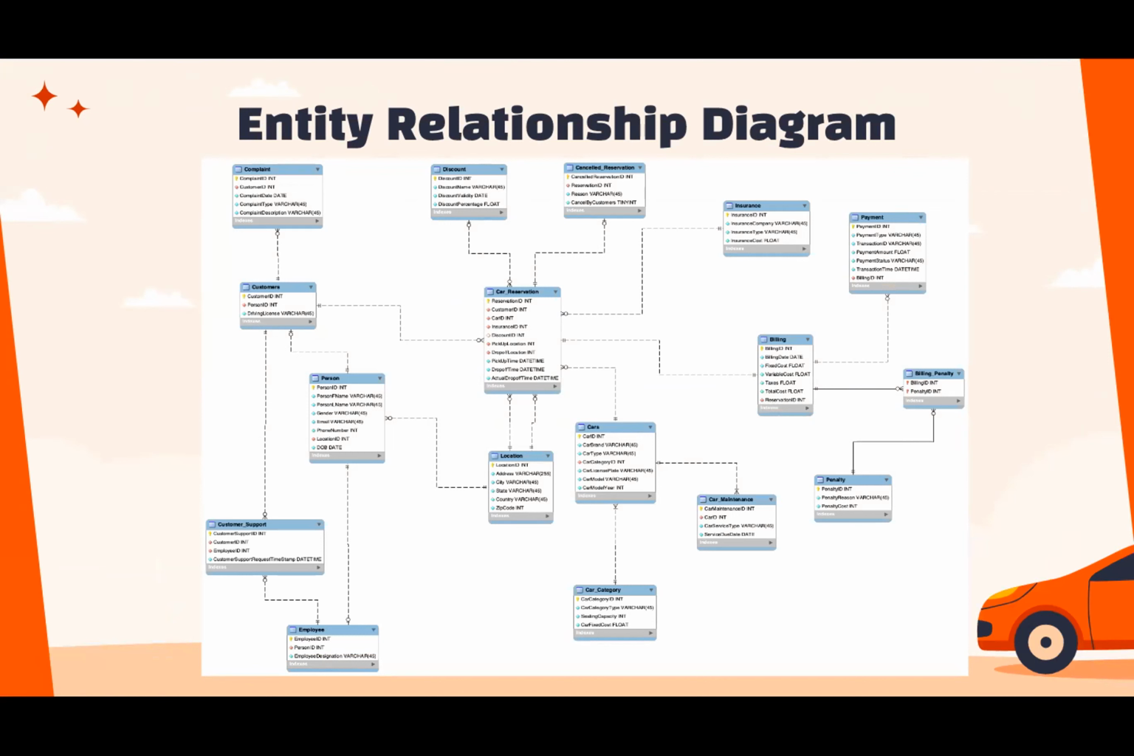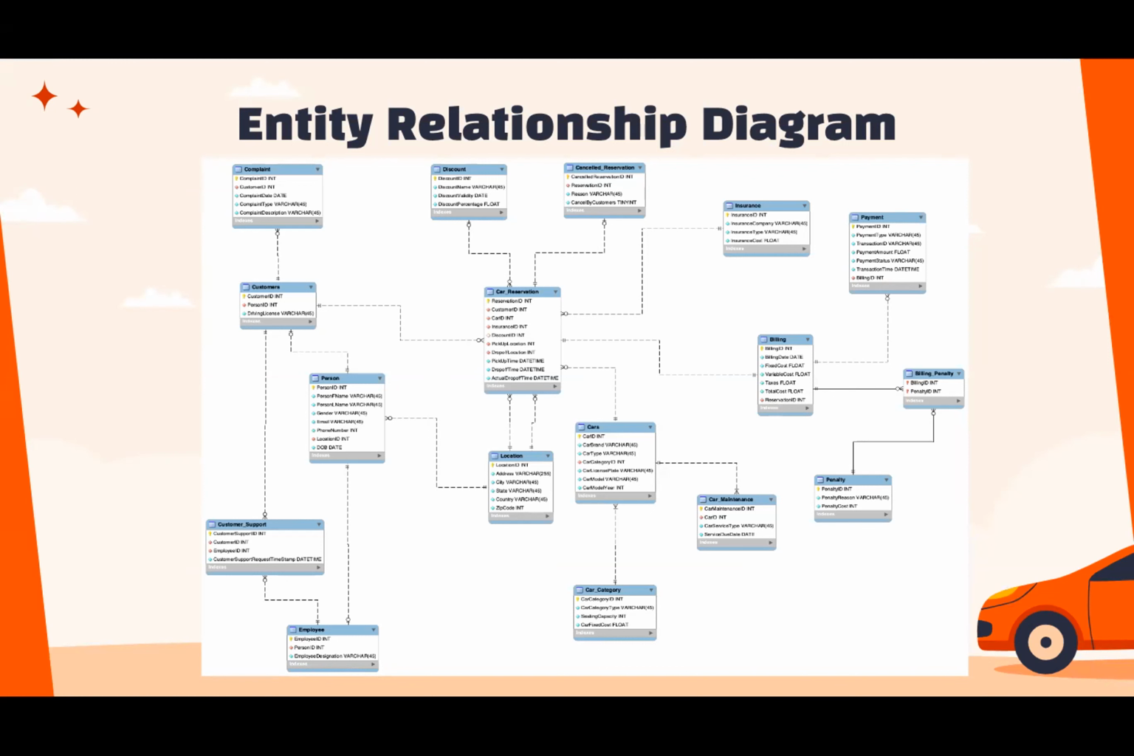It has a one-to-one relationship with the discount table, as each car reservation may or may not have a discount. It has a relationship with the insurance table, as each car reservation will have an insurance. It also has a relationship with the billing table, as each car reservation will generate a bill. Finally, it has a relationship with cancel reservation, a dedicated table to accommodate all the cancelled reservations.